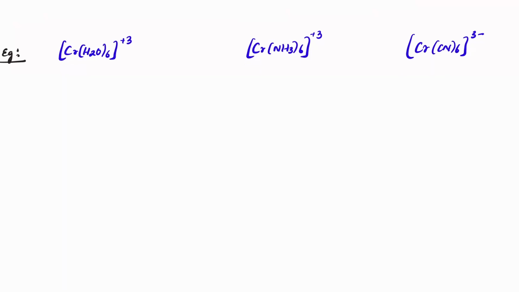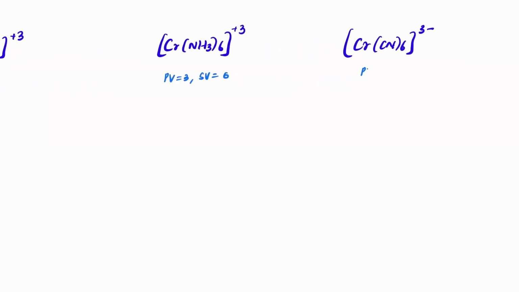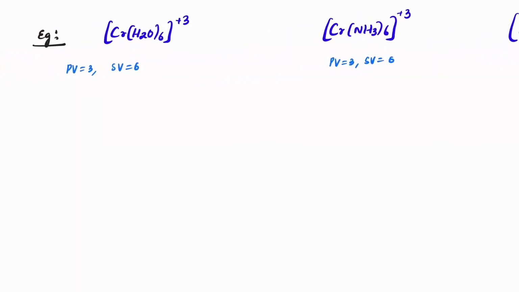Okay. So we'll follow the same algorithm, everybody. Start working along with me. Primary valency is 3, secondary valency is 6. Same logic here also. Primary valency is 3, secondary valency is 6. Primary valency is 3, secondary valency is 6. Okay, next.